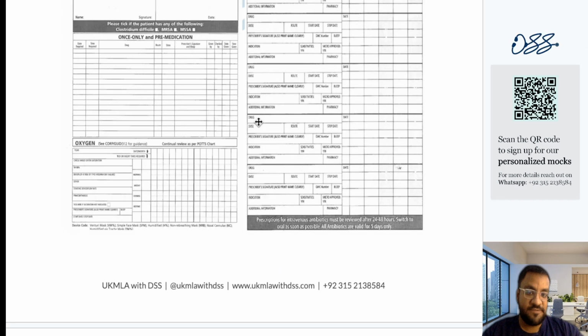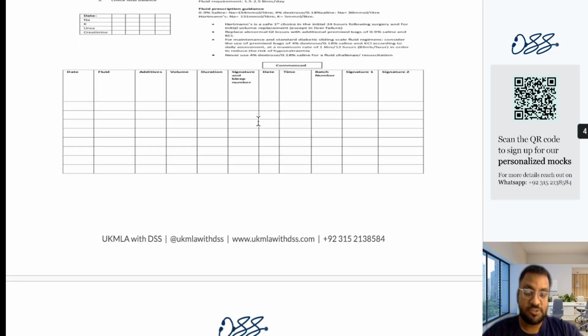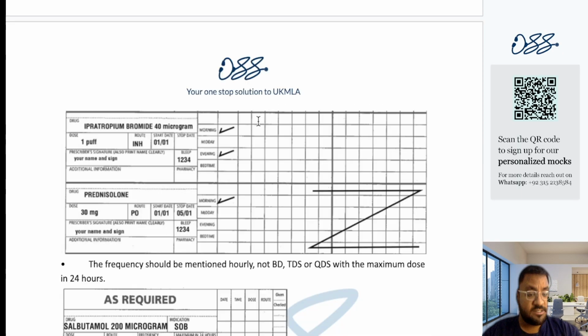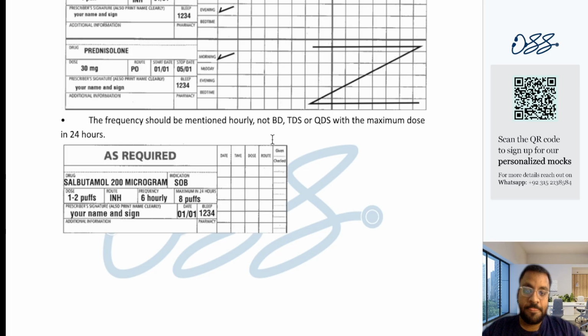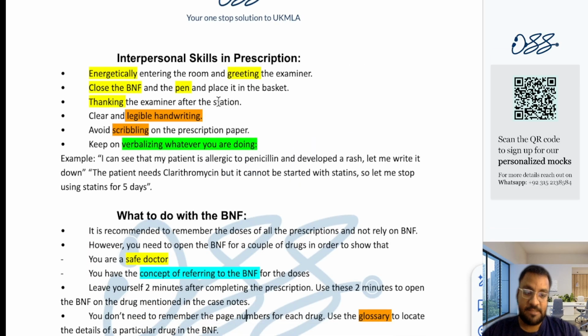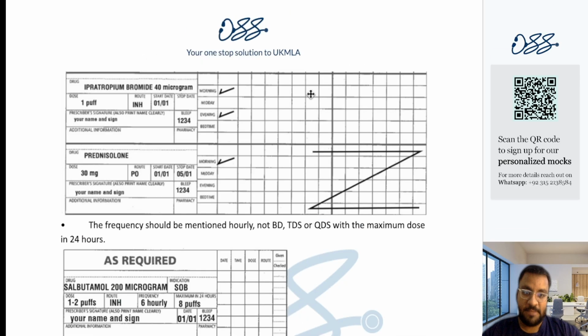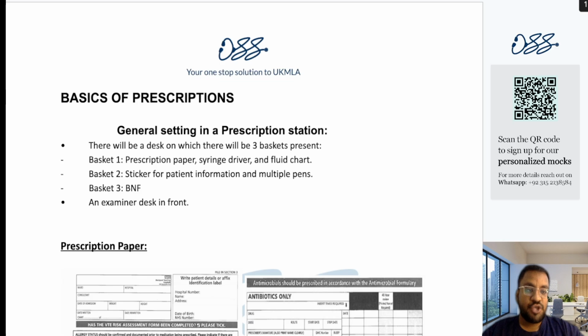Okay, so all of these things, it's a holistic approach that you need to take in your prescription session, sorry for the slip of the tongue, and focus on your IPS. Okay, this is something that should be your take home message. So that is pretty much it from my side regarding the prescription stations, the basics of the prescriptions. Make sure that you have practiced it at least thrice. The more you do, the better it is.